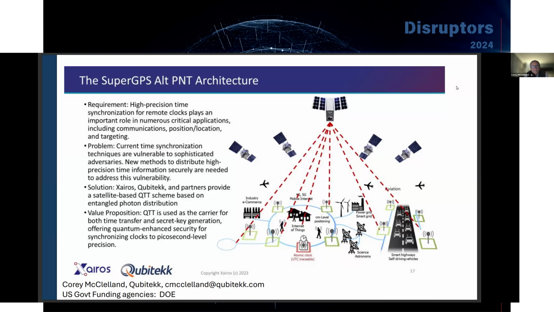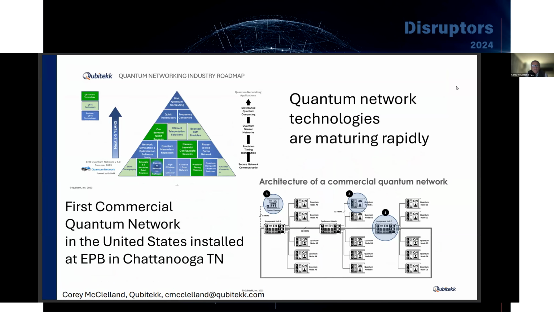And then next slide. And a little bit about how we got here. We installed the first commercial quantum network in the United States at EPB in Chattanooga, Tennessee. That quantum network has been up and running for the last year and a half. Multiple companies and Oak Ridge National Lab have come down and done some testing on the network. It's basically a quantum entanglement distribution network that's available for you to come in and plug in your equipment and test it and see how it works.